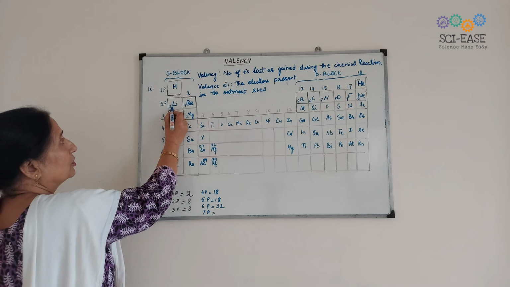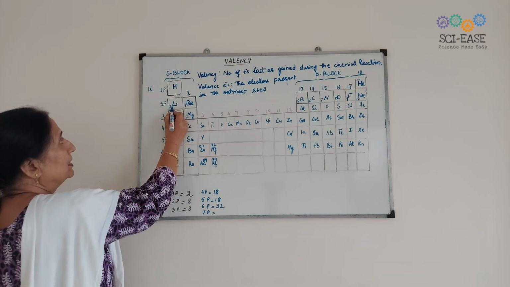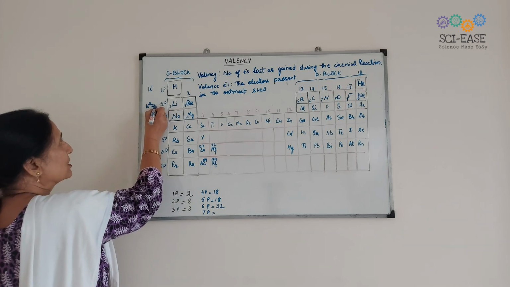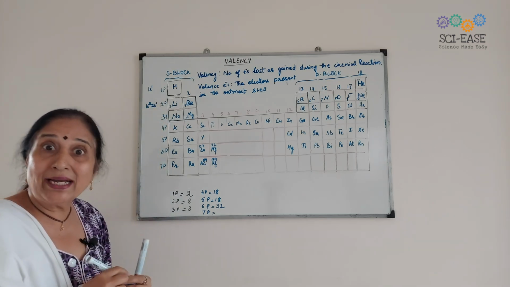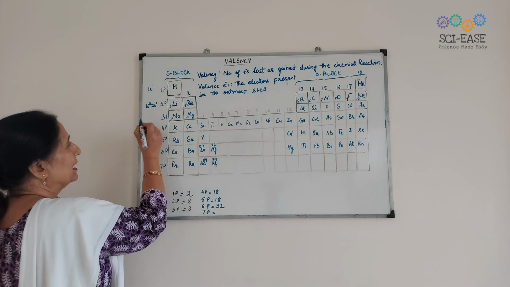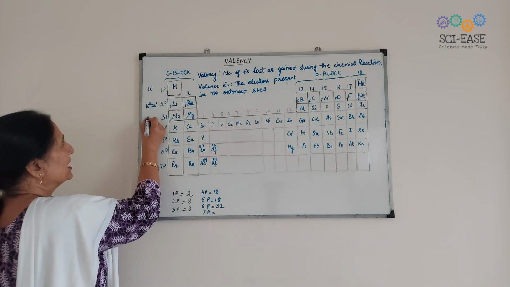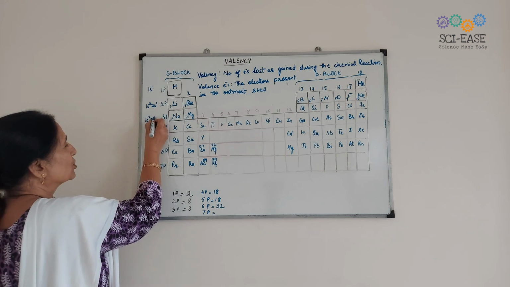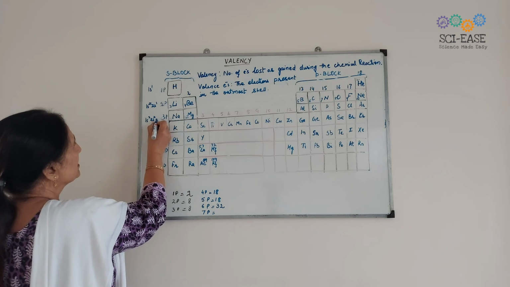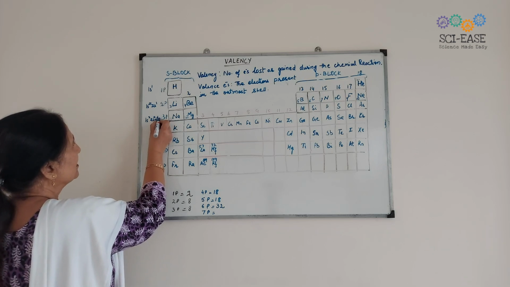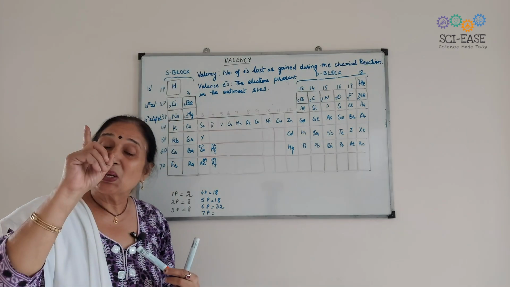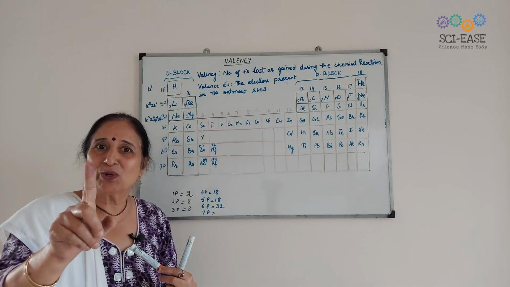Lithium has atomic number 3. So, its configuration is 1s2, 2s1. Again, it has one electron in its outermost shell. Then come to sodium, 11. So, it will be 1s2, 2s2, 2p6 and 3s1. This means it also has one electron in its outermost shell.